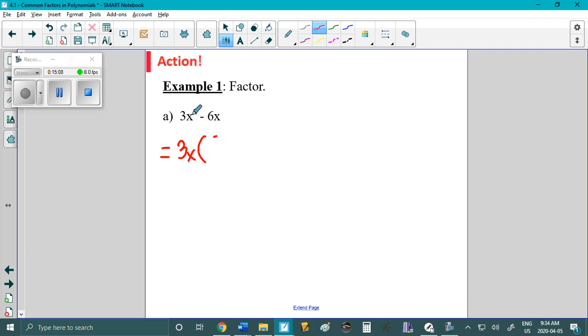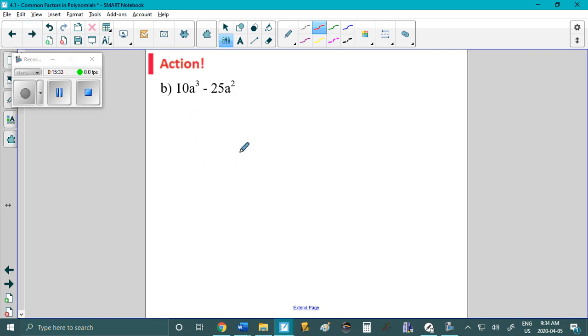Now, if I divide 3x squared by 3x, I am left with x. And if I divide negative 6x by 3x, negative 6 divided by 3 is negative 2. X divided by x is nothing, and that's your answer. And again, you can expand that and double check that it works, but I promise it does. Okay, next one.